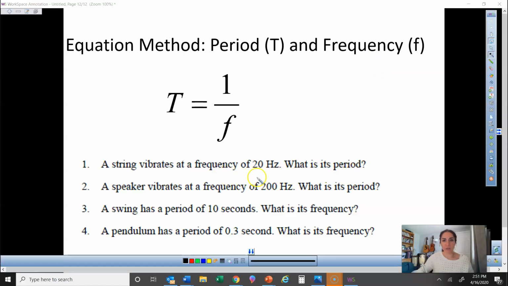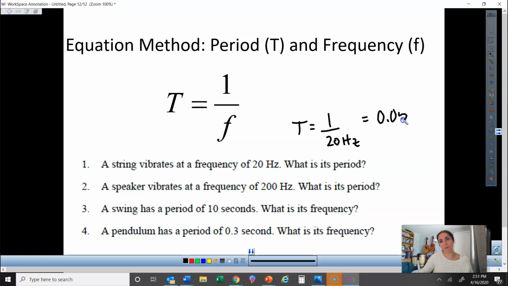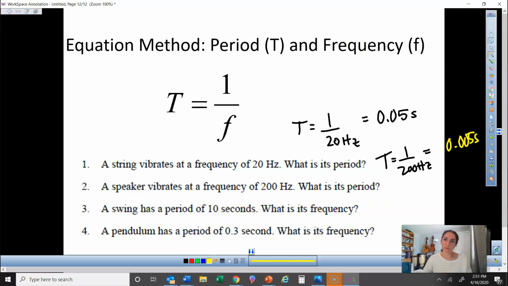So what's the period of a 20 hertz frequency, right? This is where this is helpful. 20 inverse. 0.05 seconds. And then I could do the same thing for question 2. Which becomes 0.005 seconds, like that, etc. So notice you could do it with frequency.